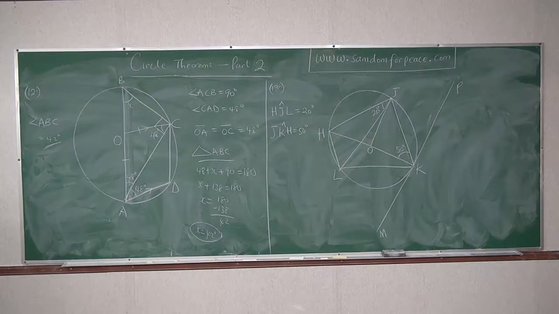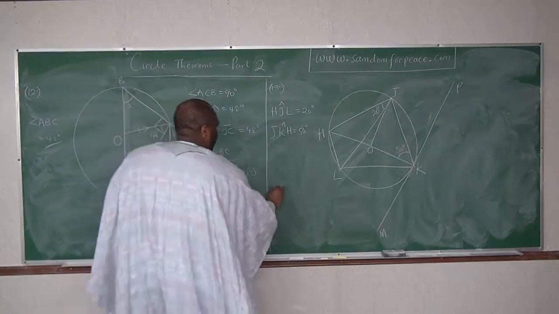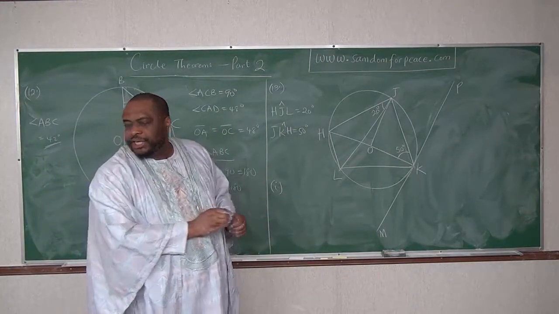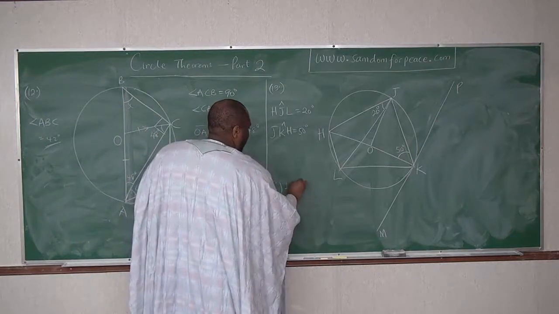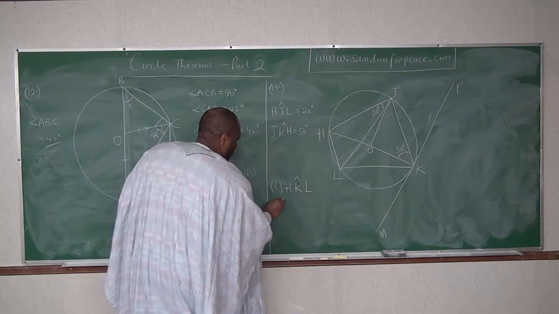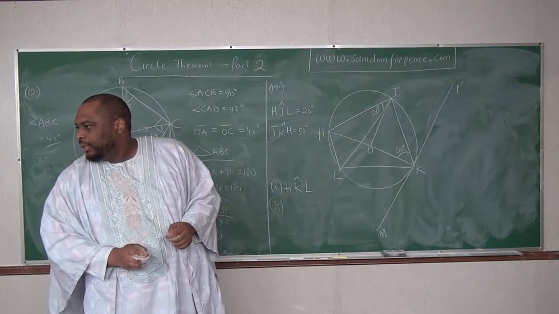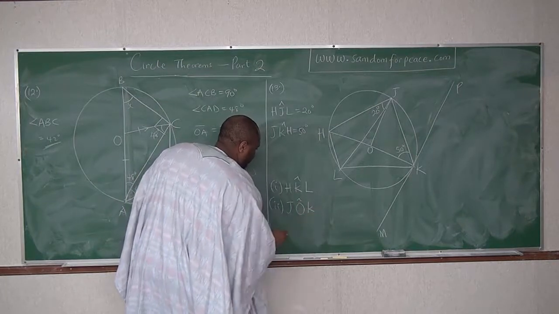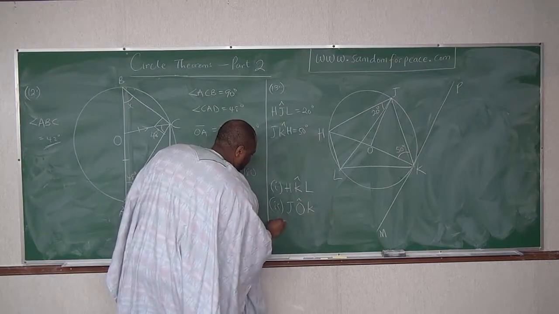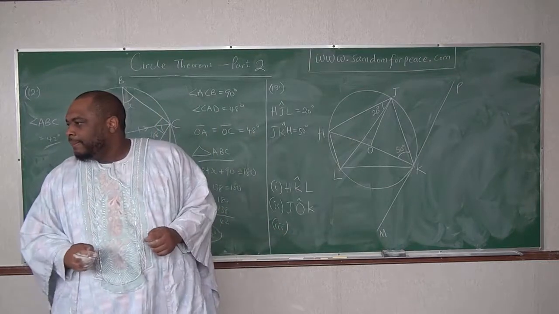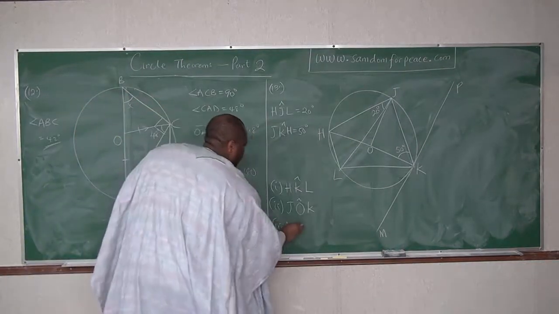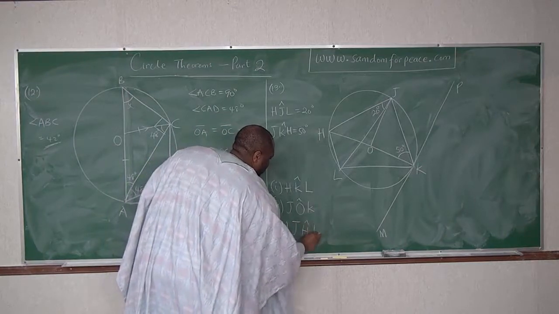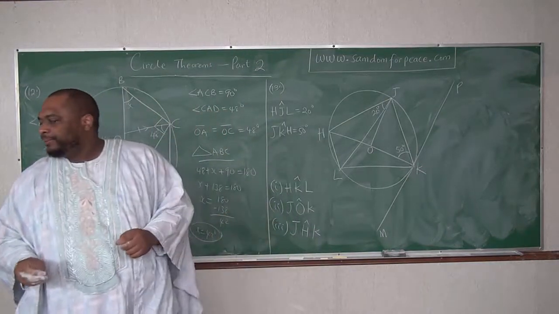Calculate, giving reasons for each step of your answer, the measure of: one, HKL; two, JOK; three, JHK. Okay?